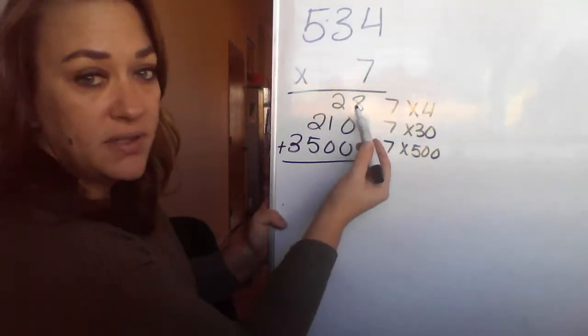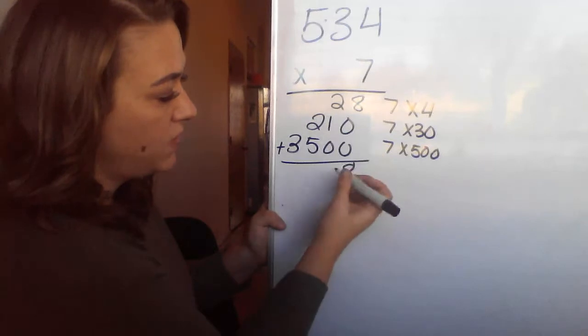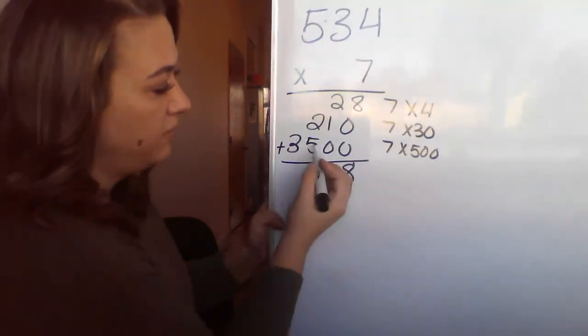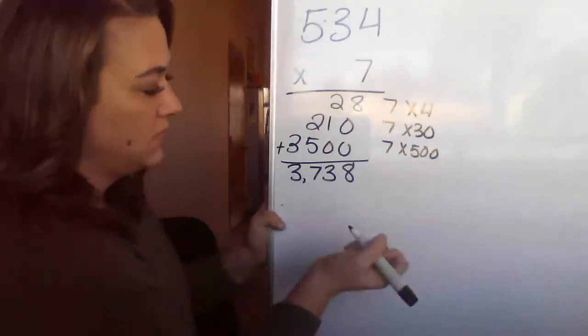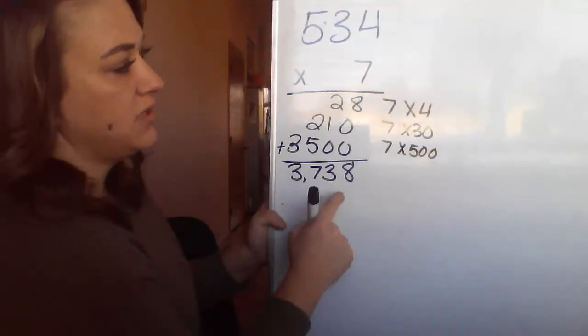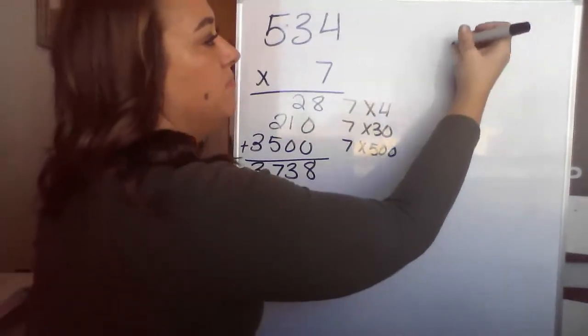We add them together. So we've got 8 plus 0 and 0. 2 plus 1. 5 plus 2. And 3. 3,738. Okay, let's do it standard algorithm.